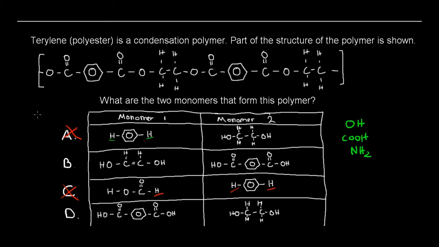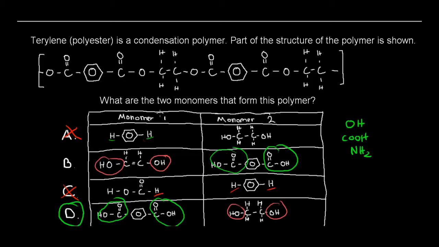Now if we look at B and D, they could be right because we have a hydroxyl group here and here, and a hydroxyl group here and here, and on the other end we've got a carboxyl group here, here, here, and here. So that's correct. But the way we know D is correct is because it says a condensation polymer. That's when we lose water.